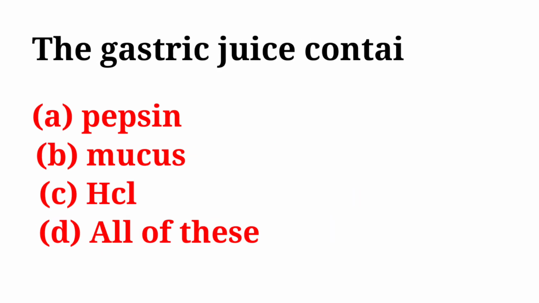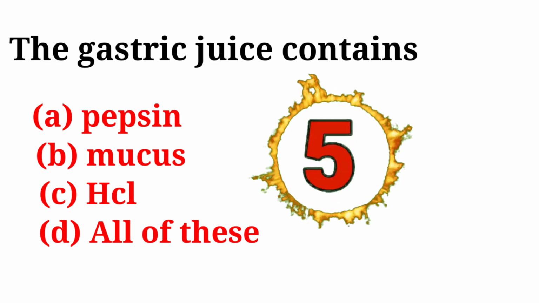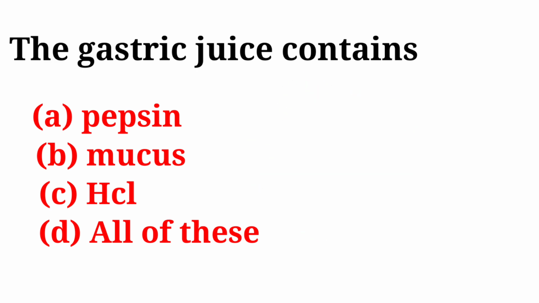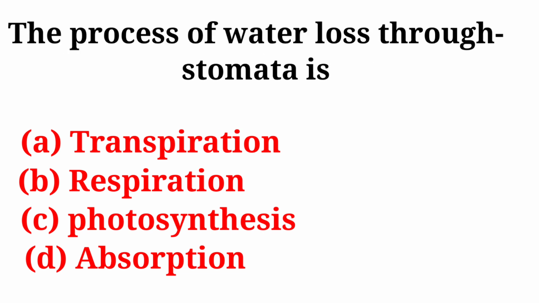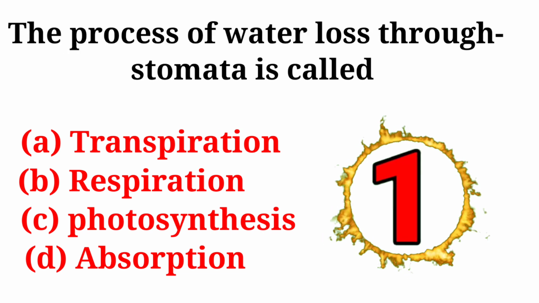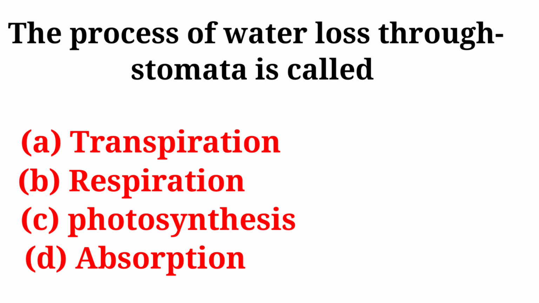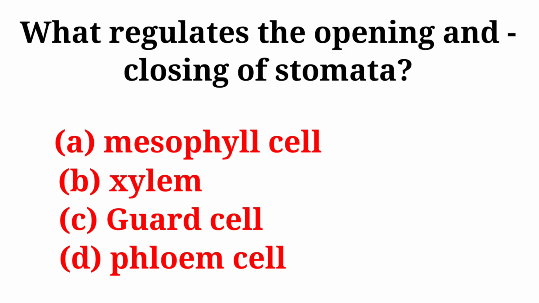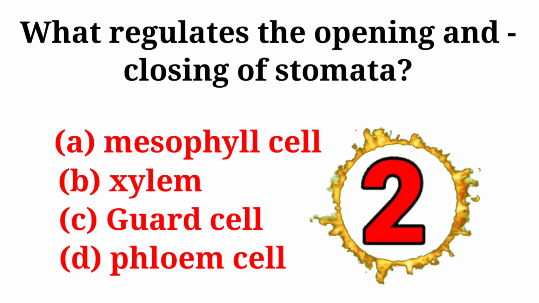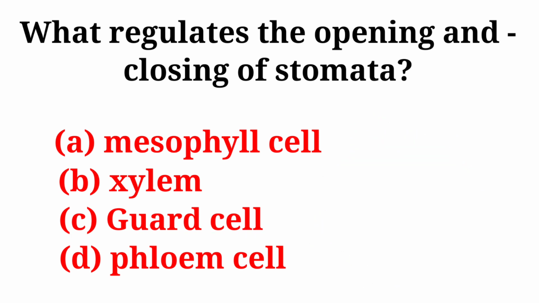The gastric juice contains? Correct option is all of these. The process of water loss through stomata is called? Correct option is transpiration. What regulates the opening and closing of stomata? Correct option is guard cell.